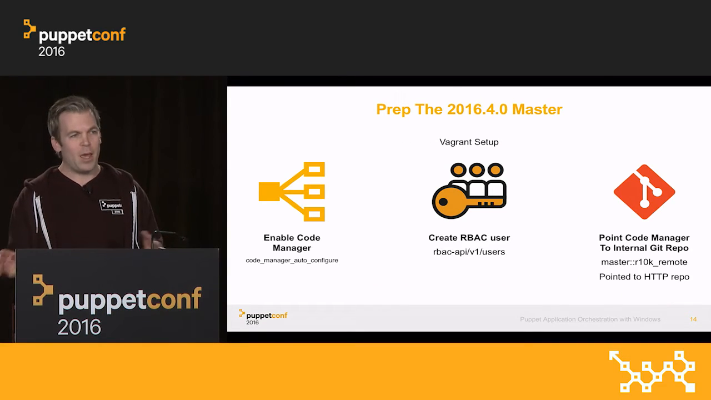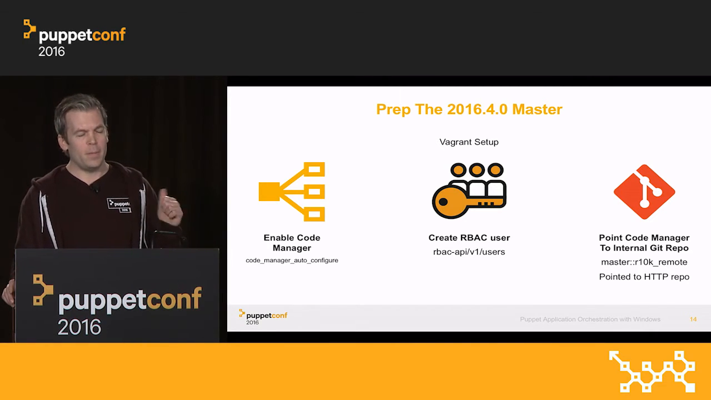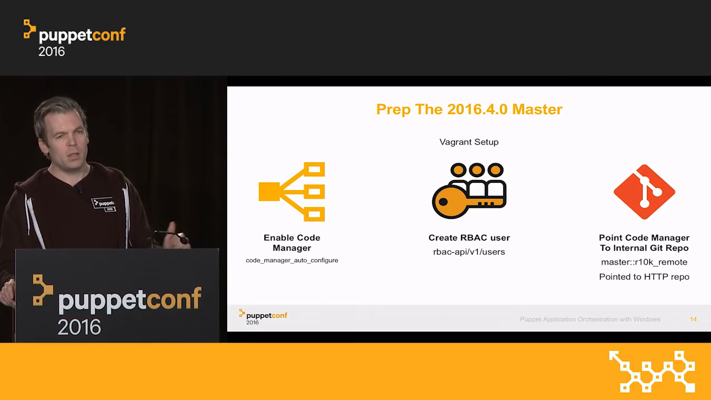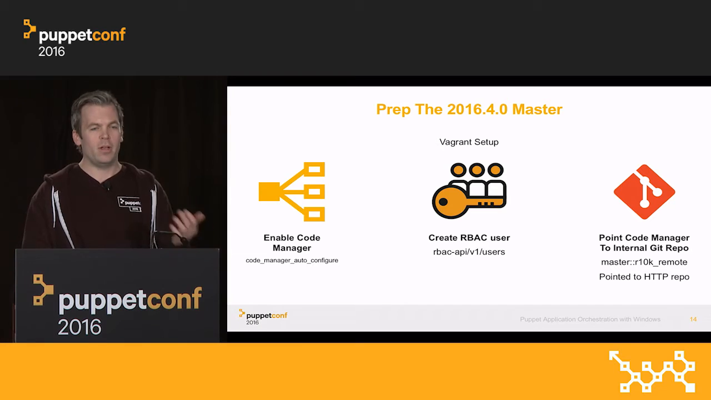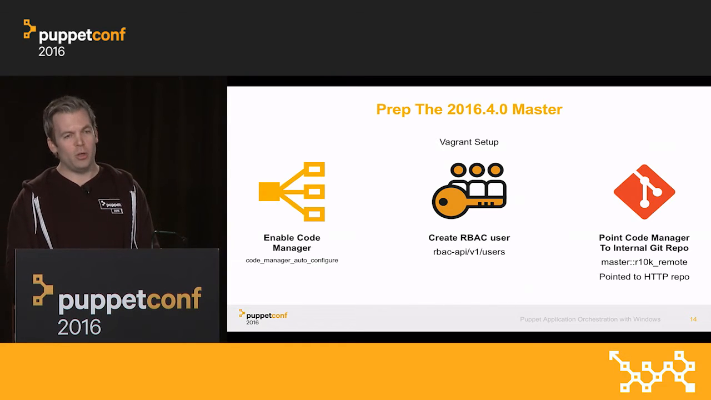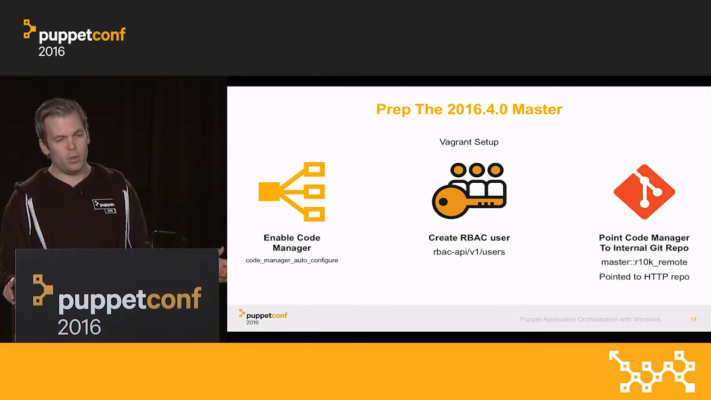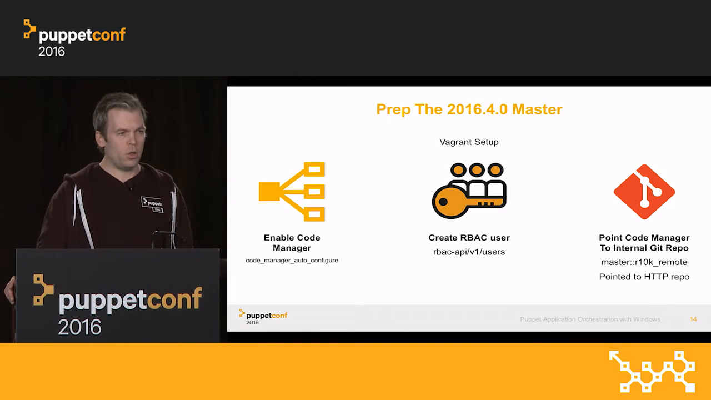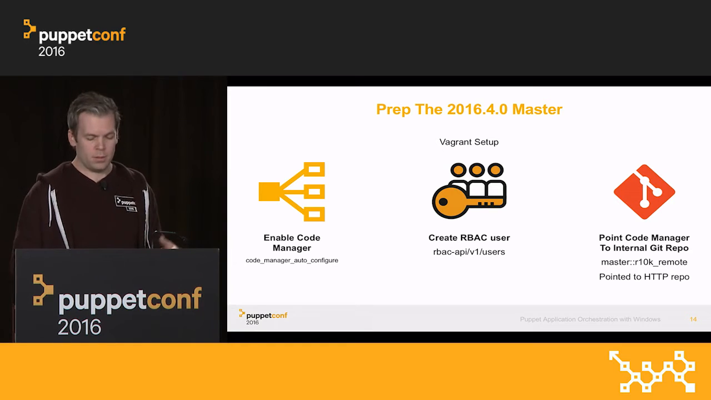So what did I need to do to get the master ready for the demo? First off, I needed to enable Code Manager. If you're using newer versions of PE, which include what we call the MEEP installer, which uses Puppet to install Puppet in an idempotent way where it can recover from previous failures that it might have run into, there are a couple of variables that you're going to set that say I'm turning on Code Manager, and also here's the Git repository that I'm going to point to, and that will make sure that it gets set up by default when it provisions. That's all taken care of within my Vagrant setup.